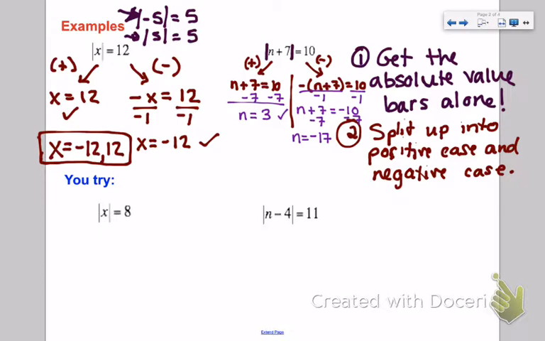So if I were to plug that back in, -17 plus 7, I'll write it up here, -17 plus 7 equals 10. Let's see if that's true. -17 plus 7 is -10, and the absolute value of -10 is equal to 10, so both our answers check out. So I'm going to write n equals -17 and 3. Separate them by a comma.